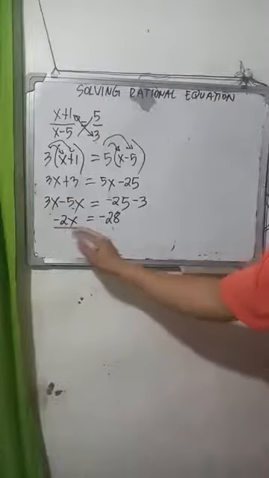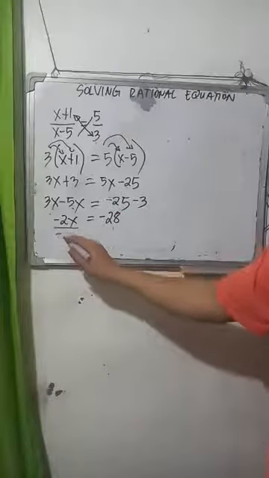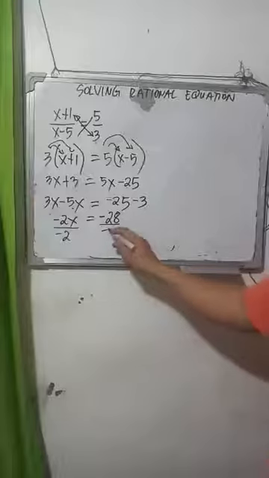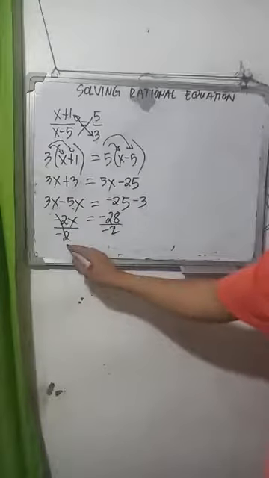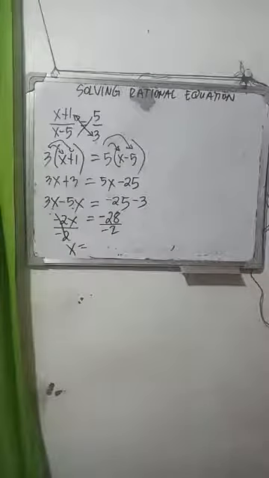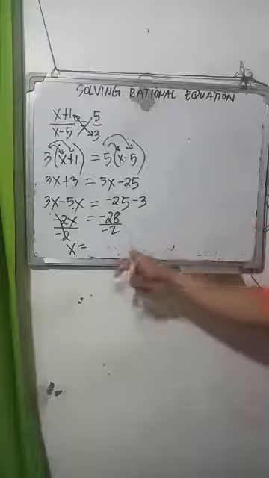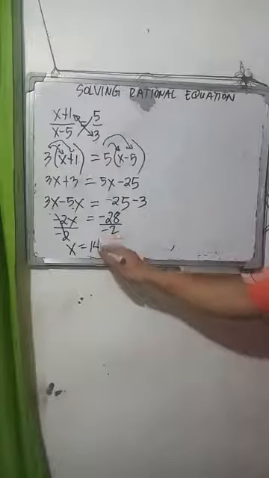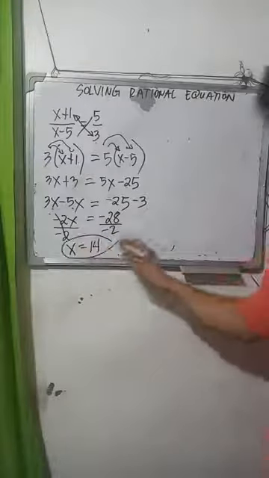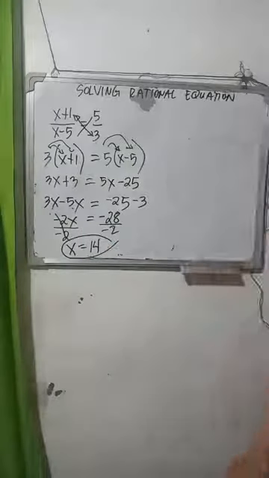Then, divide both sides of this equation by negative 2. So, the value of x is negative 28 divided by negative 2, that is positive 14. Next, check natin.